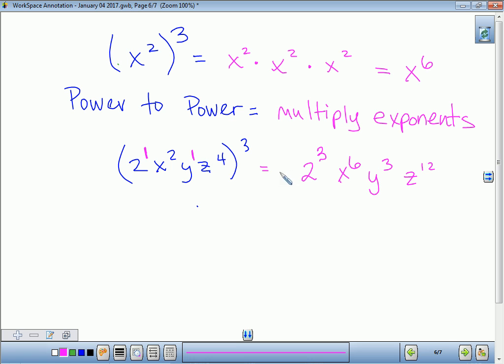And you guys were all right. You didn't want to write it as 2 to the third, and I wouldn't want you to. What is 2 to the third? 8. So when we completely simplify this, it's 8 x to the 6, y to the third, z to the 12.